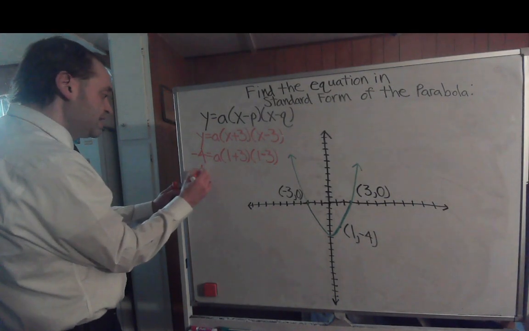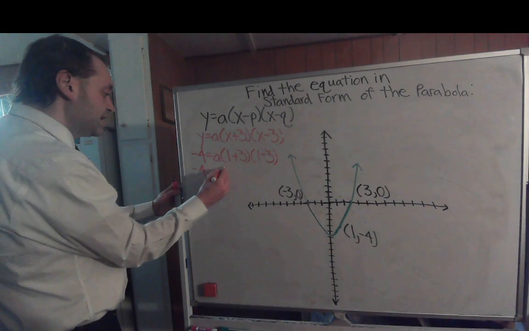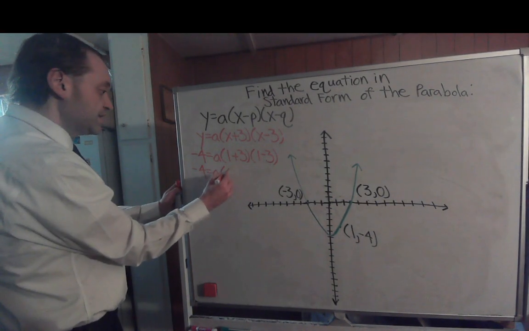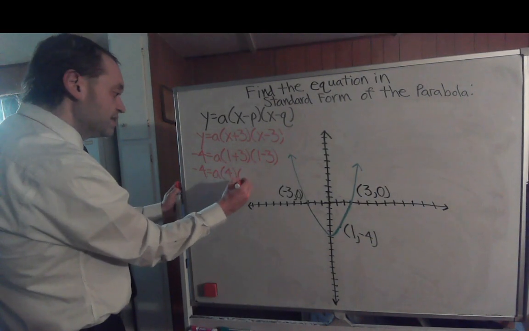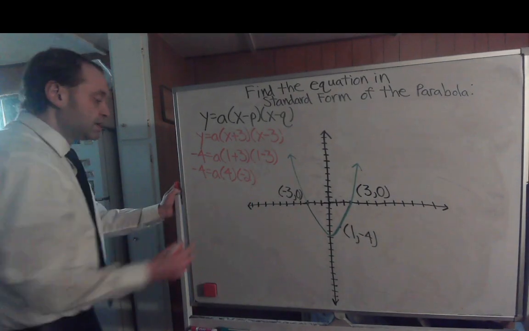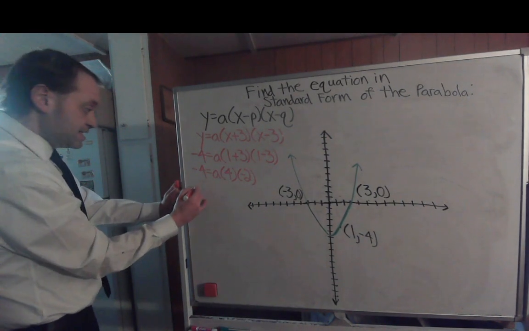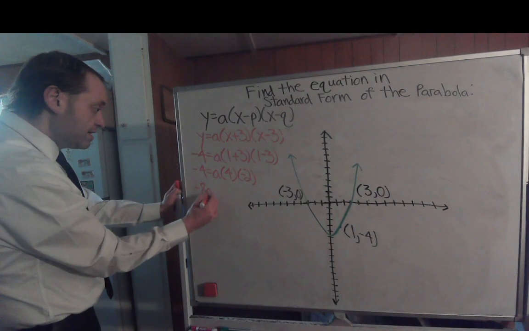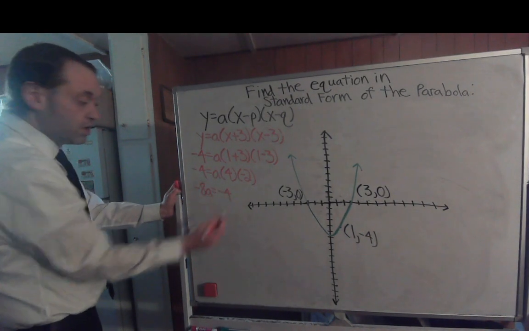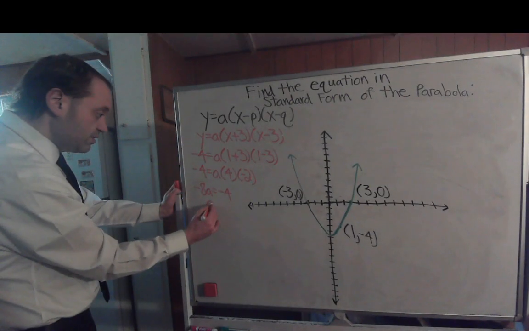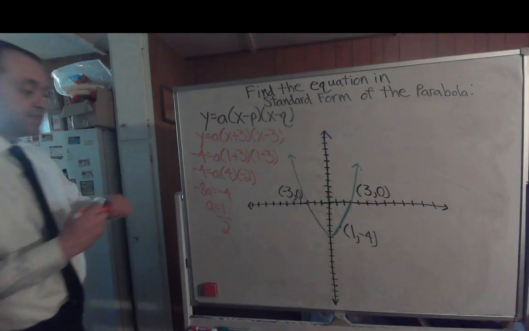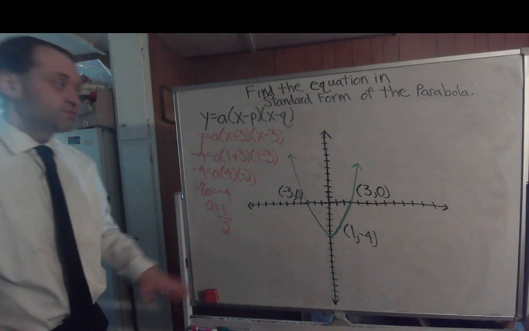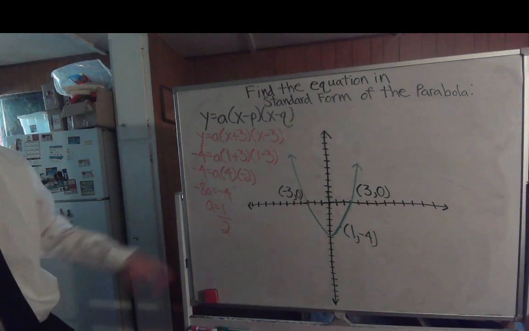This would give you negative 4 equals a times, let's see, what's 1 plus 3? That's 4. 1 minus 3 is what? That's negative 2. So what you really get is negative 8a equals negative 4, which is going to give you an a value of positive 1/2. So now we got the coefficient to be 1/2. So it's important to start out trying to find that coefficient.